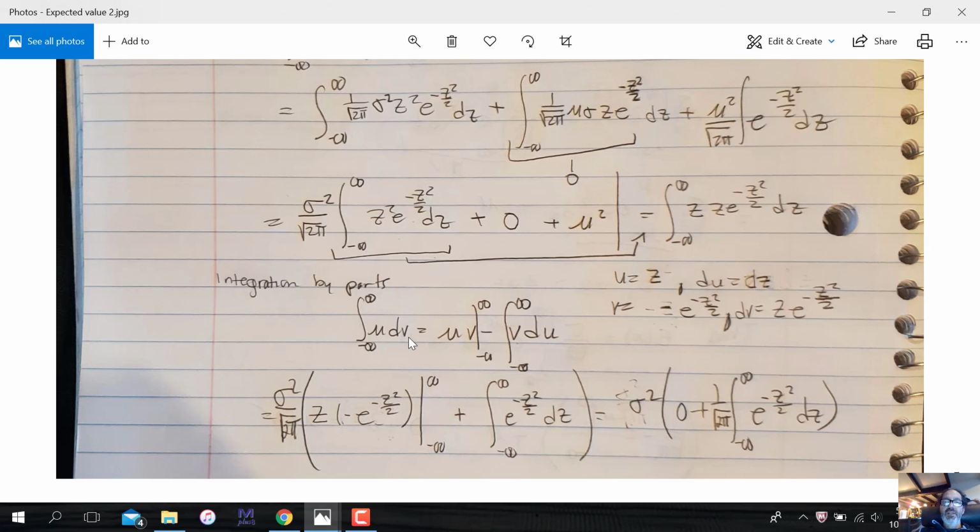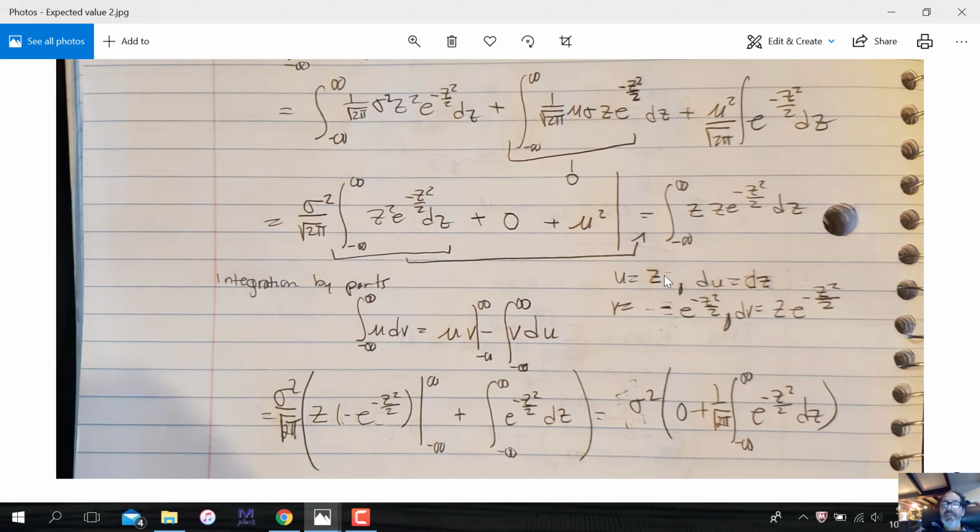So what I need is u dv. I already have that, right? Here's a u, here's my dv, and then I need v and du. So I need to find the antiderivative of this second part right here, and then I need the derivative of u. So we got u is z, so du is just dz, right?